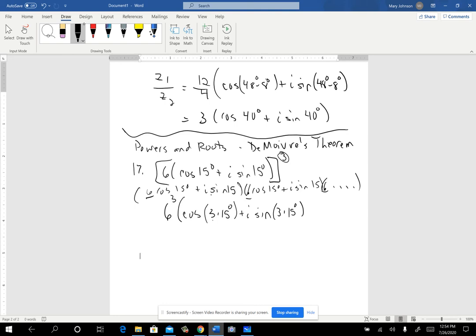It's just you don't have to write it out so much. So you do 6 to the third power. I think that's 216. And then cosine of 45 degrees plus i sine of 45 degrees. Parentheses there. You don't necessarily need the parentheses on the argument, but they shouldn't count it wrong if you do that. Right, and then let's pay attention to how they want the answer.